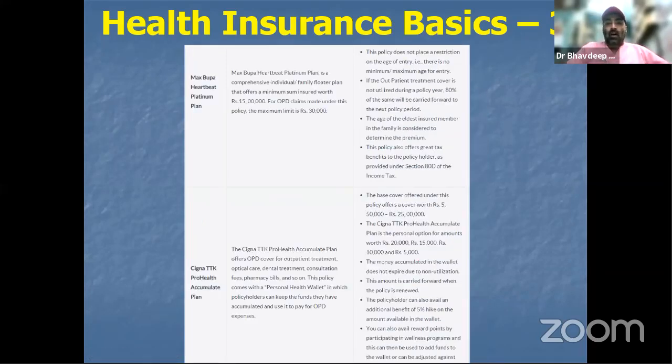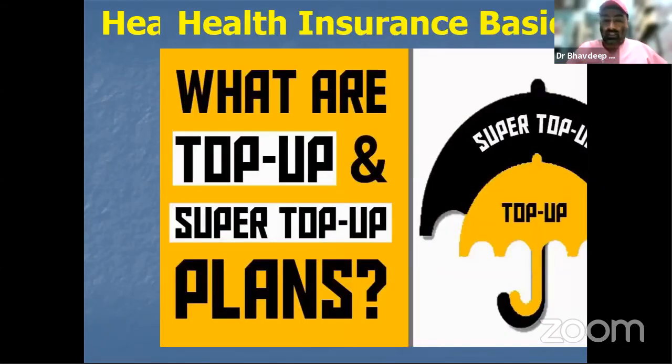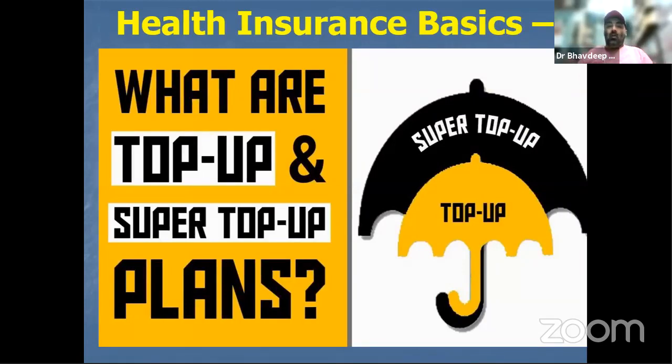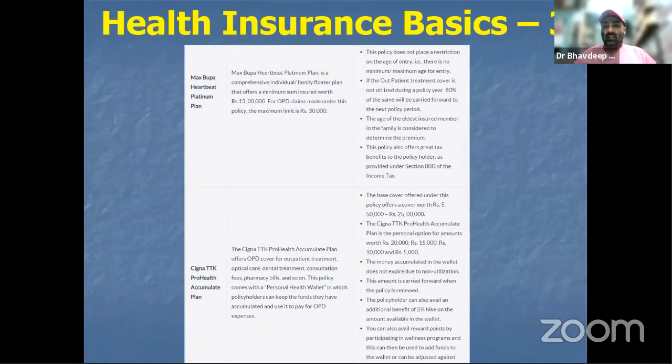Then Max Bupa Heartbeat Platinum Plan. This is also covering the OPD insurance to a smaller percentage. Then Cigna TTK Pro Health Accumulate Plan. So this is the list of the OPD insurance plans that those companies are actually offering. These are the most common 4 ones, but yes, there are many others as well.